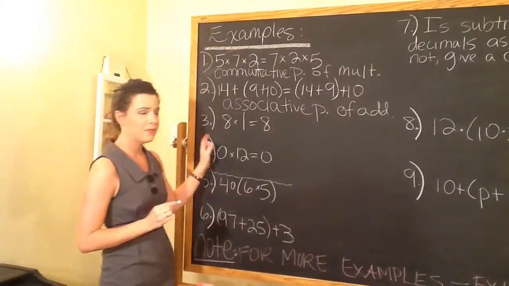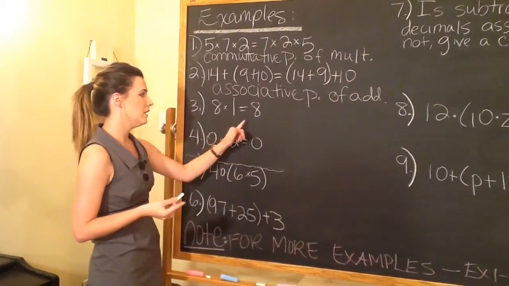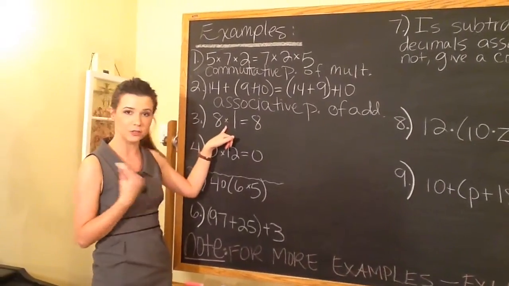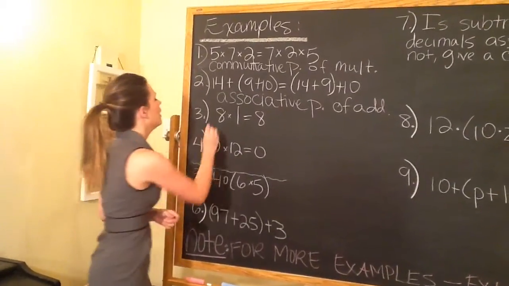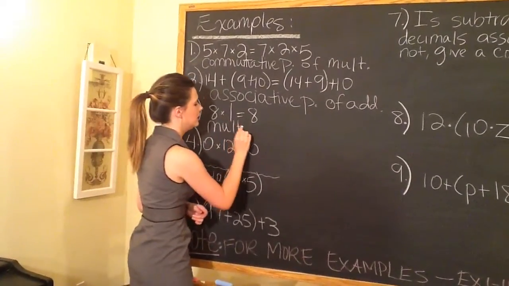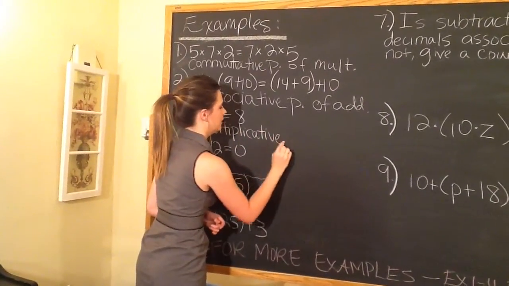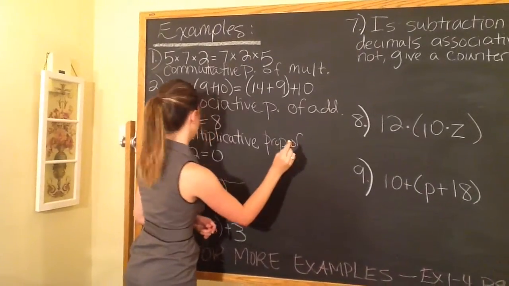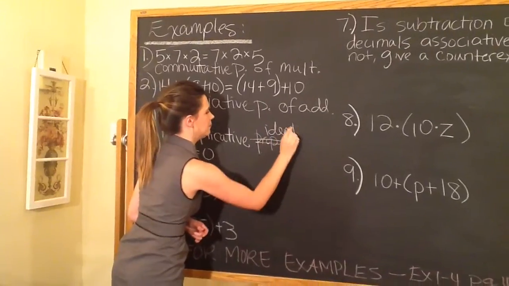Alright, number 3. Let's try to figure out what property this one is. We have 8 times 1 equals 8. Well, I know I'm using multiplication, because I see a multiplication sign right here. But I also know that we are using the multiplicative identity property.